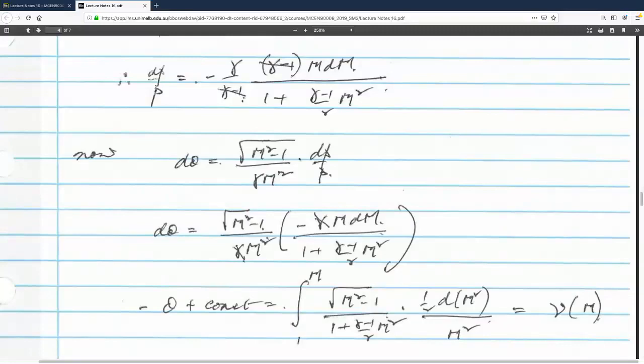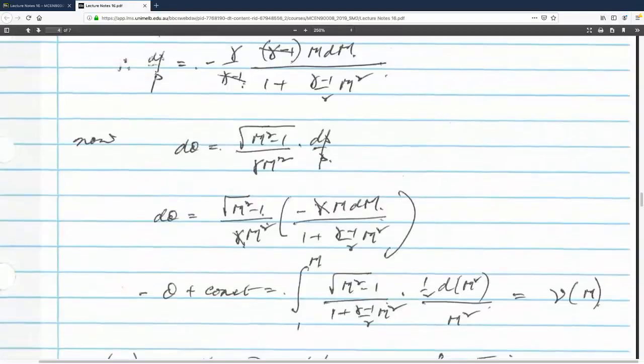And I'm going to integrate it, and I'm going to call this the Prandtl-Meyer function nu. This is a function of Mach number, and I'm going to integrate this from 1 up to Mach number M, so that when the Mach number is 1, this thing is 0. I integrate this left-hand side, and I get minus theta plus a constant. I don't know what that constant is, but you can see that this is a very interesting result.